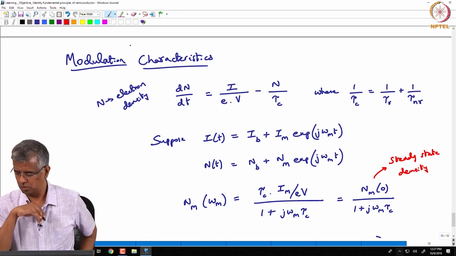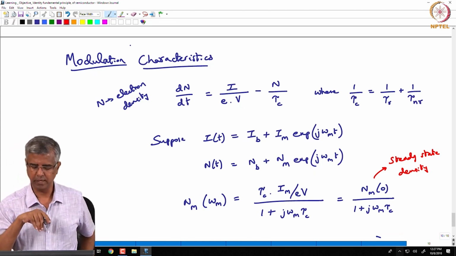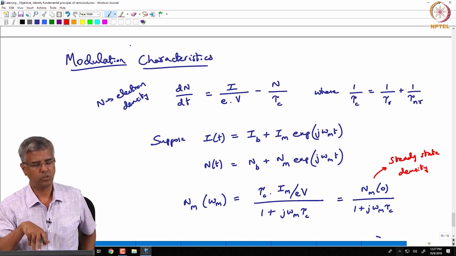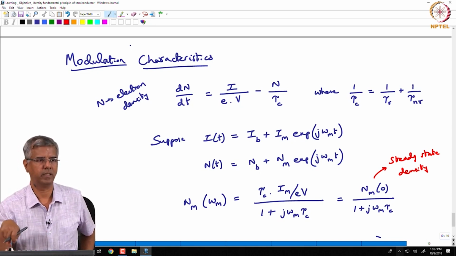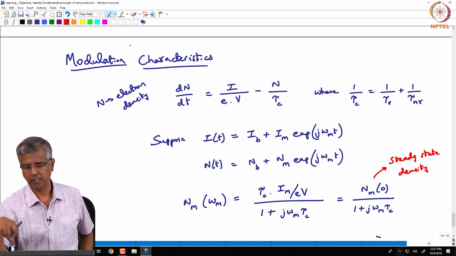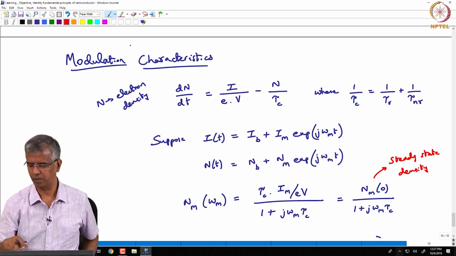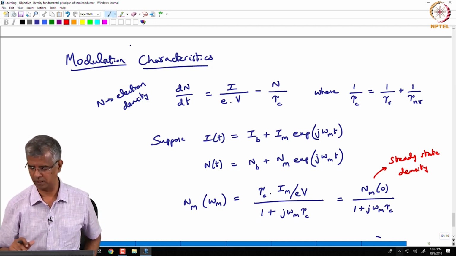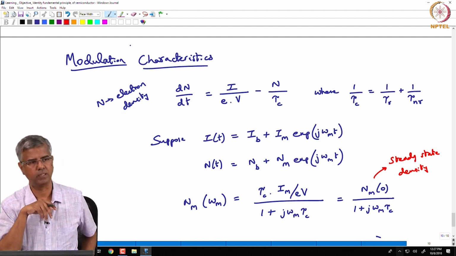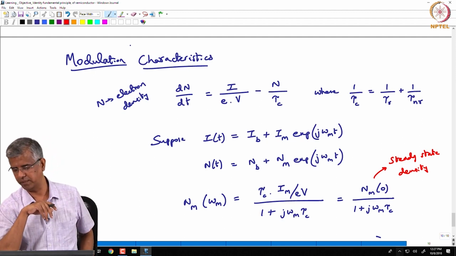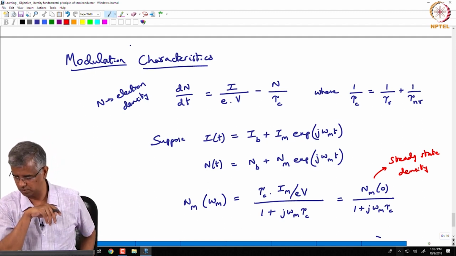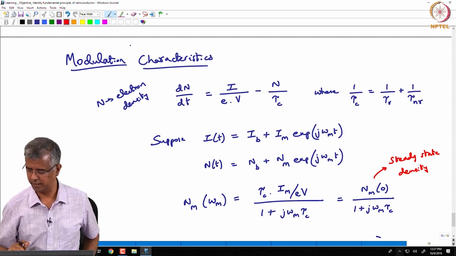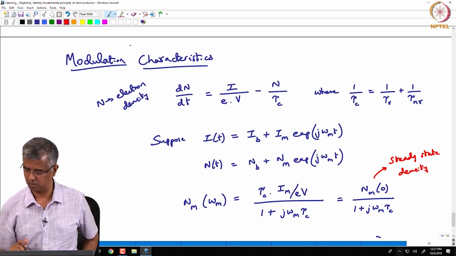So, how do I find the steady state density? What happens to dn over dt if I look at its steady state? That is, I will equate it to 0. Then I would basically have Nm of 0, which corresponds to Im over Ev multiplied by tau c, right. So, I can just represent this numerator as Nm of 0.